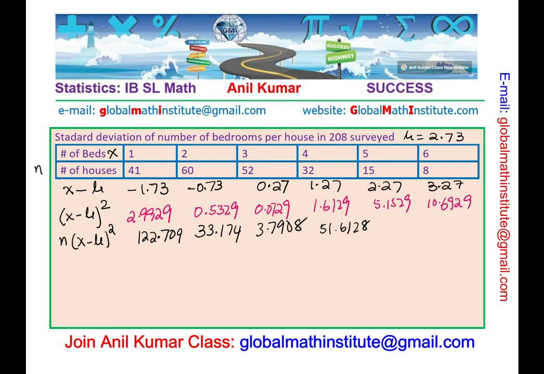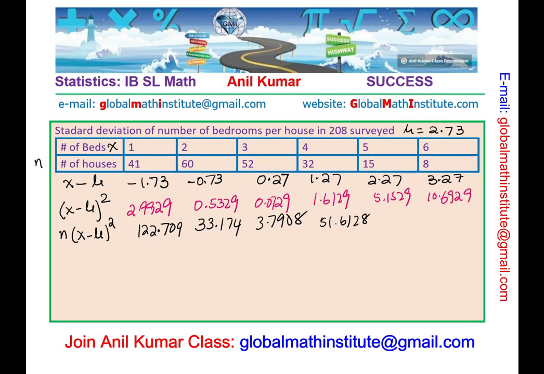5.1529 times 15. That gives us 77.2935. And now 10.6929 times 8 is 85.5432. Correct. So we got all these numbers.